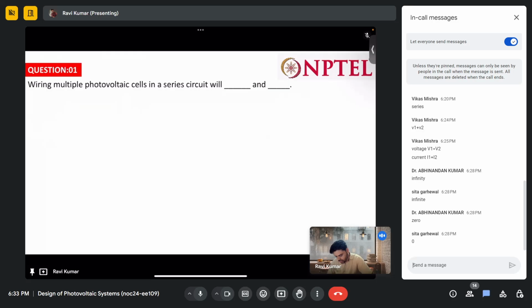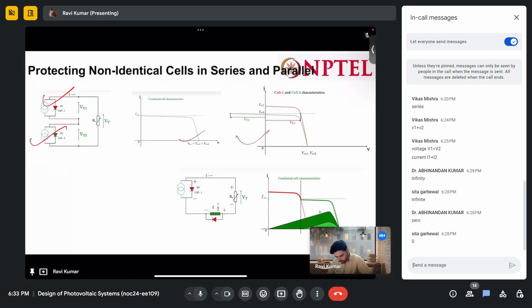If we just connect a bypass diode, this is the bypass diode. This green is a solar cell which is connected in series, and this is the bypass diode. It means using the bypass diode, we can prevent the cells being degraded.